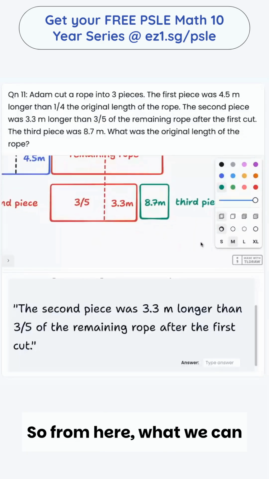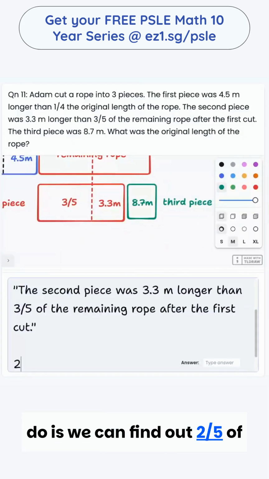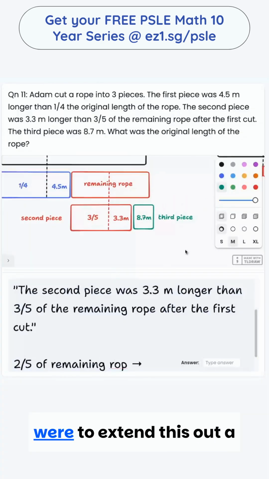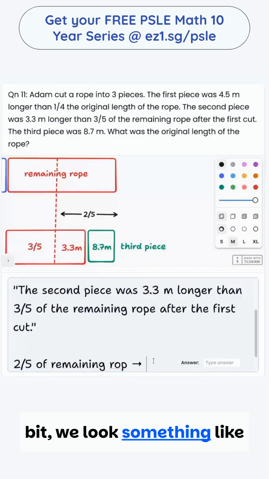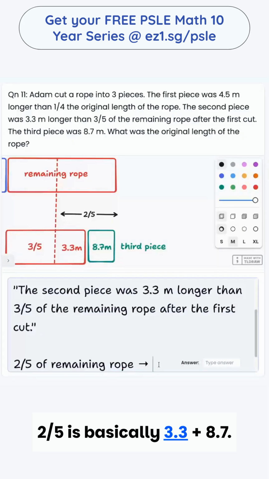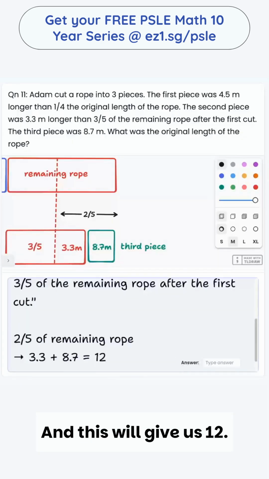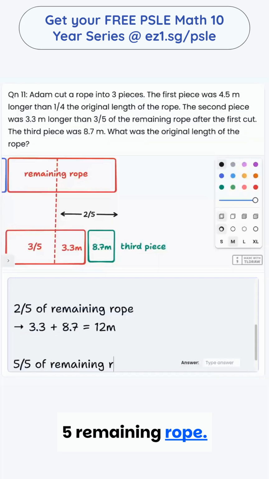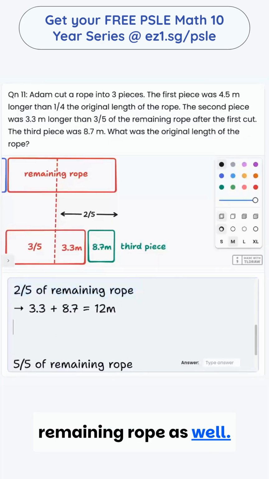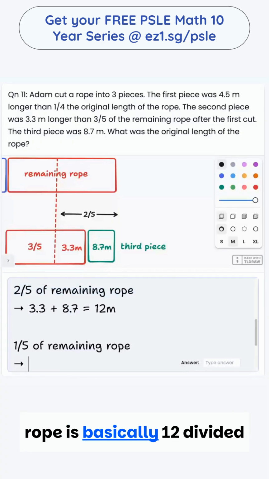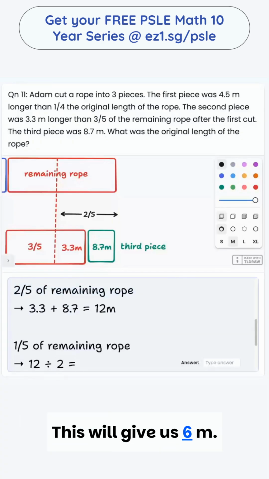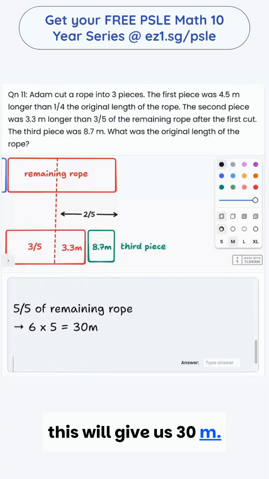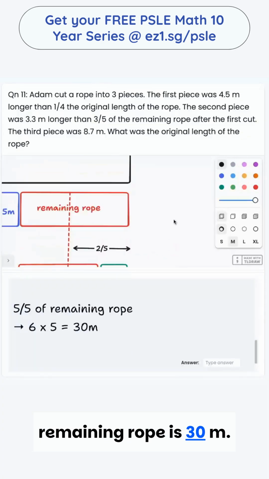Okay, so from here, what we can do is find out 2/5 of the remaining rope. If I extend this out a bit, it will look something like this, right? 2/5 is basically 3.3 plus 8.7, and this will give us 12 meters. So we want to find 5 out of 5 of the remaining rope. We can find 1 out of 5 of the remaining rope as well, which is 12 divided by 2. This will give us 6 meters. Then 5 out of 5 is 6 times 5, and this will give us 30 meters. So now we know that the remaining rope is 30 meters.